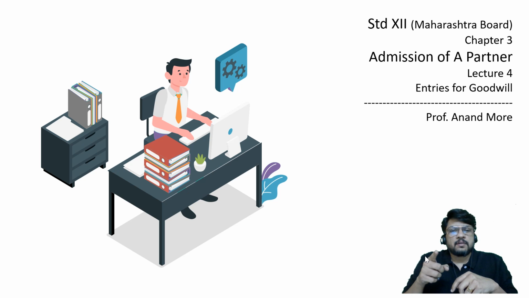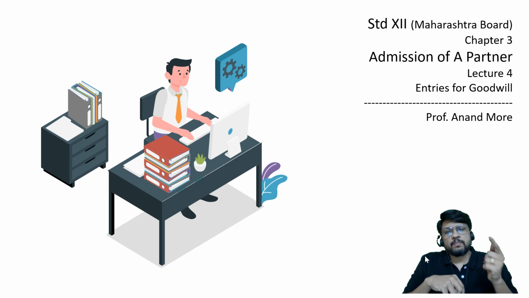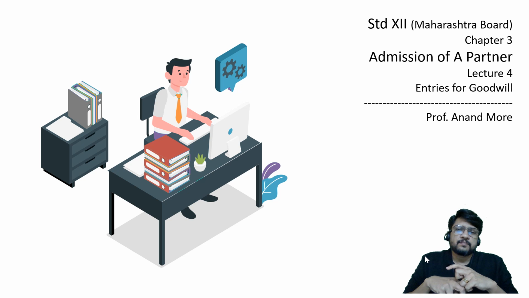The first lecture in this series talked about the steps to be followed for accounting of admission of a partner, and we have seen that there are 7 steps. First step was open necessary ledger accounts. Second was transfer of assets and liabilities from the existing balance sheet. The third one was capital brought in by the new partner. Next one was treatment of goodwill. Thereafter, adjustment of revaluation, the fifth step.